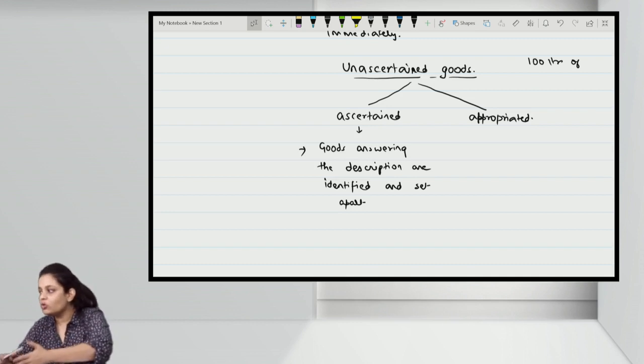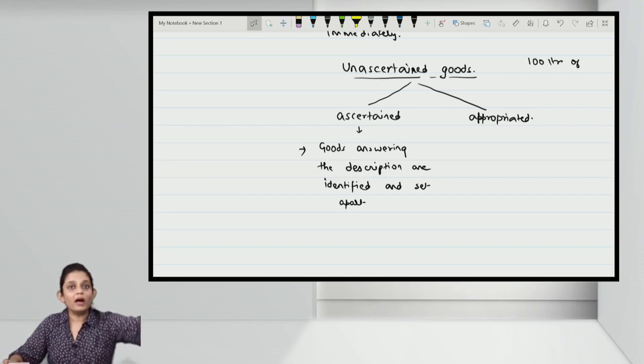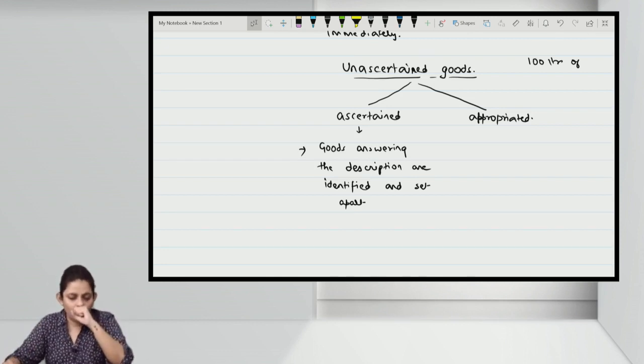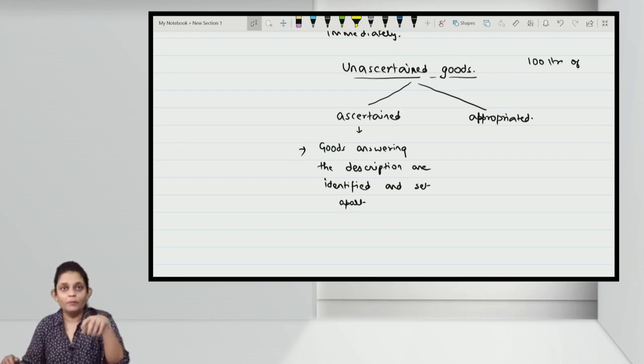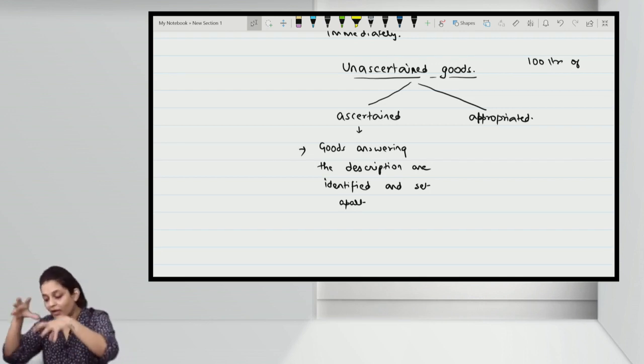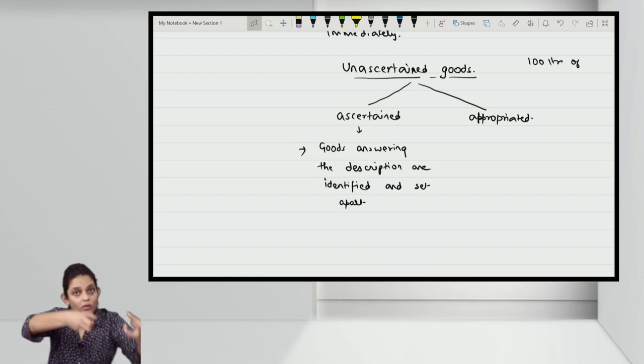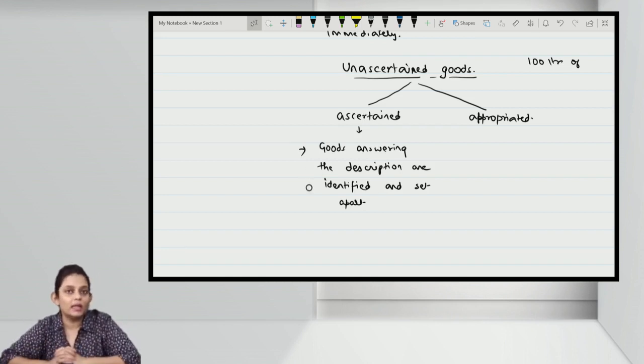he will go to his total stock of oil, and out of that total stock of oil, he will take out that 100 liters. His act of taking out this 100 liters is ascertaining the goods.